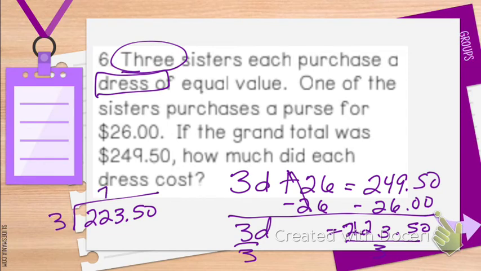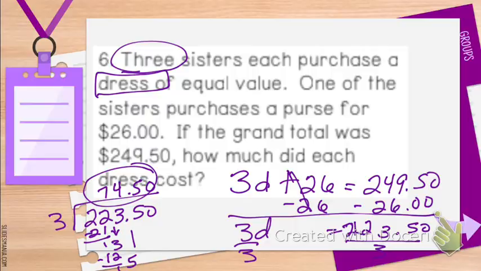Three times 7 is 21. 3 times 4 is 12. 3 times 5 is 15. Okay, so $74.50 for each dress. Is that what you got? Hope so.